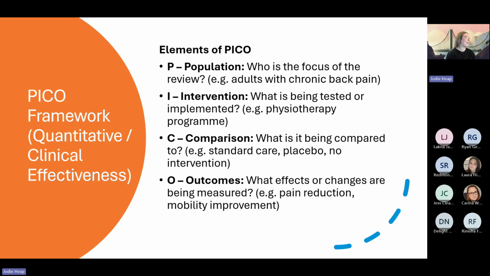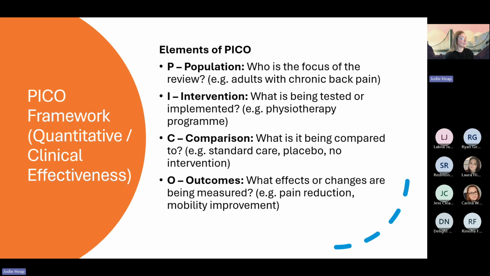The PICO is quite useful for quantitative and clinical effectiveness areas. The elements of PICO are population: who is the focus of the review. For example, that could be adults with chronic back pain. What is the intervention that we would like to have been done in the research? What is being tested or implemented? For example, a physiotherapy program. And then the comparison: what is being compared to? For example, standard care, a placebo, or no intervention.